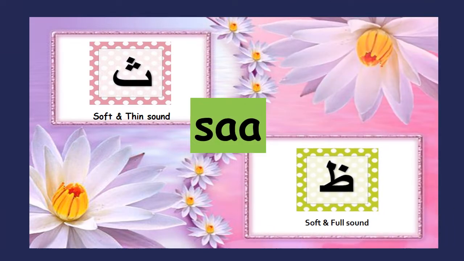Tha has three dots on it and you can read Tha with soft and thin sound. Tha. While Zo is pronounced with soft and full sound. You can read Zo with soft and full sound. Zo. You can hear the difference. Can you hear? Tha with soft and thin sound and Zo soft and full sound.